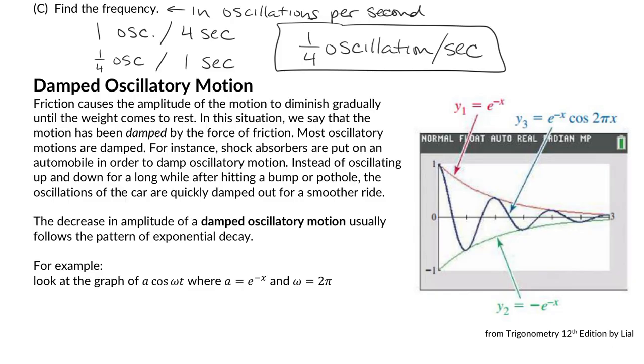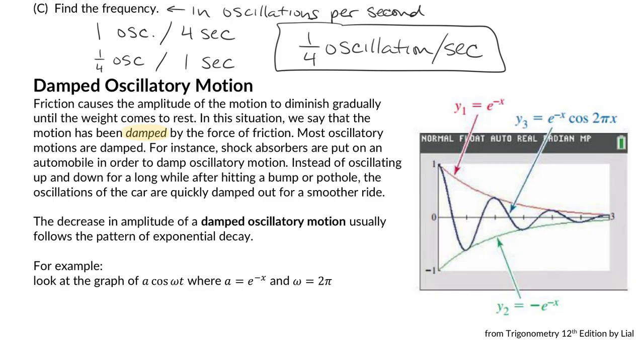Here's that word spelled out so that you're not just like, what is she saying? It has been damped or dampened by the force of friction. Most oscillatory motions are damped. For example, shock absorbers on a car stop you from hitting a pothole and bouncing for the rest of your life. They dampen the weight of the oscillation, getting you back to equilibrium.